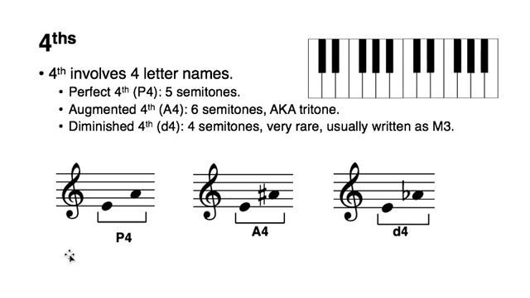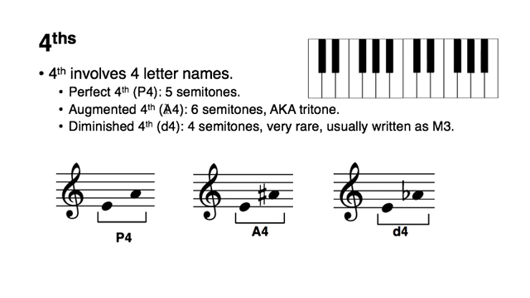Okay, fourths. A fourth involves 4 letter names. We have 3 possible qualities. Perfect fourth, very important interval, contains 5 semitones. Here's an example, E to A. Right, an ascending melodic perfect fourth. If you would count here from E to A, you would count 4 letter names, E, F, G, A, and you'd find 5 semitones between them.